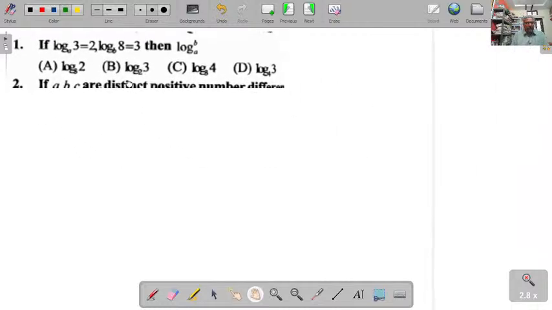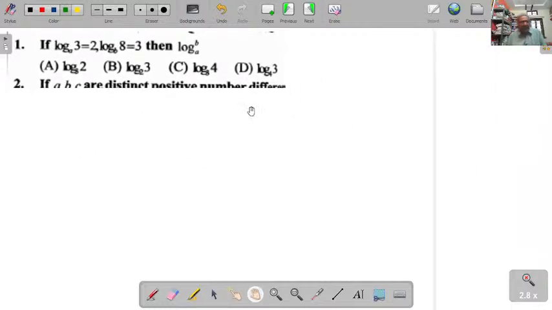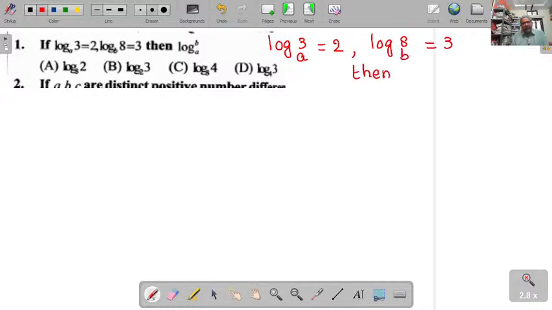So this is the question. First let me read the question carefully. So what is given actually here? See, log 3 to the base a equals 2. If log 3 to the base a is equal to 2, log 8 to the base b is equal to 3, then we are asked to find log b to the base a.